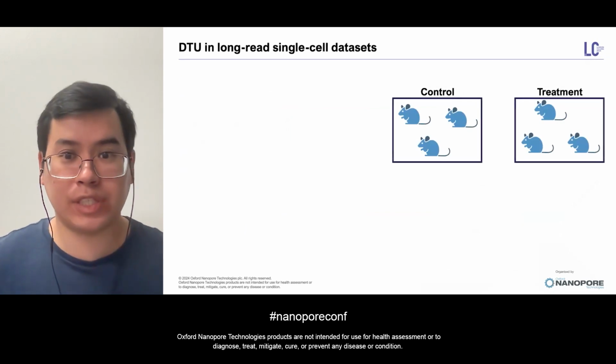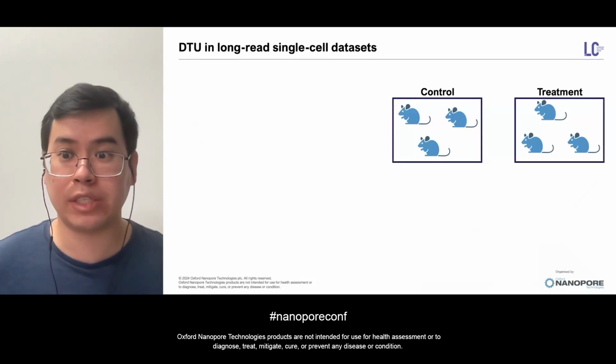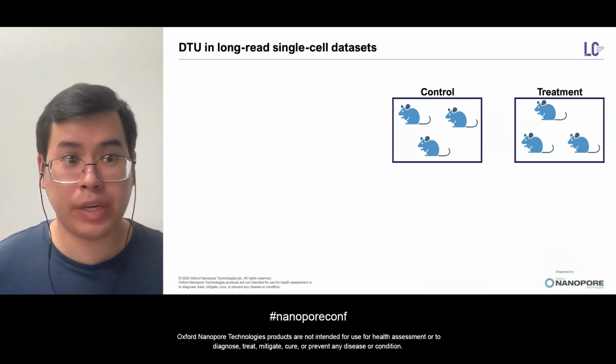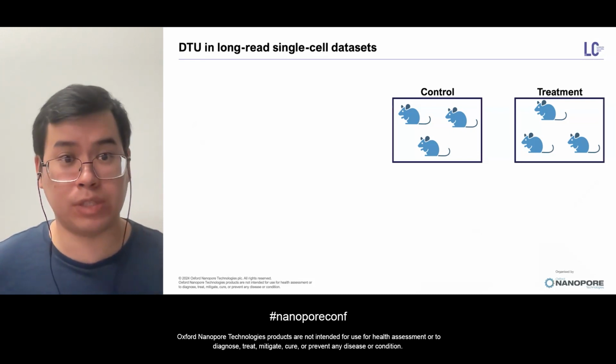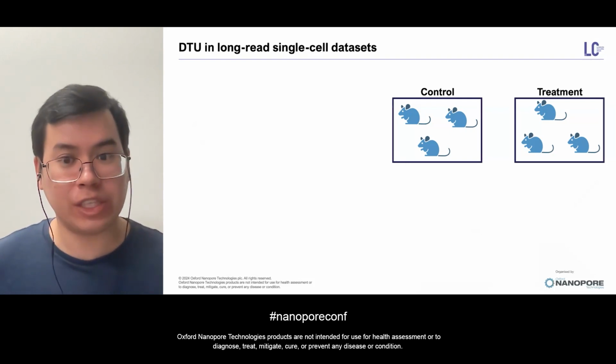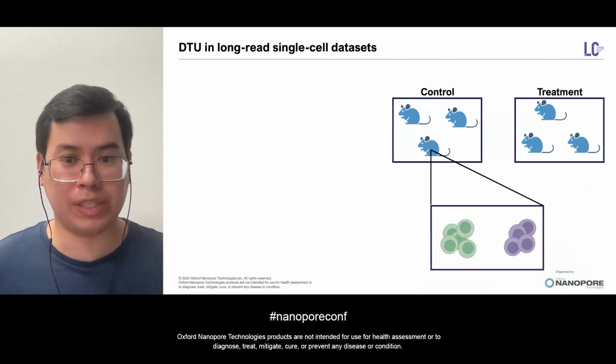Now, we also have to consider the single cell aspect of this. In bulk data sets, we often are comparing between 2 conditions. Each condition will often have multiple biological replicates in it. And therefore, when you look at differential transcript usage in bulk data sets, you can actually treat these replicates as replicates. However, single-cell data sets are a little bit different.